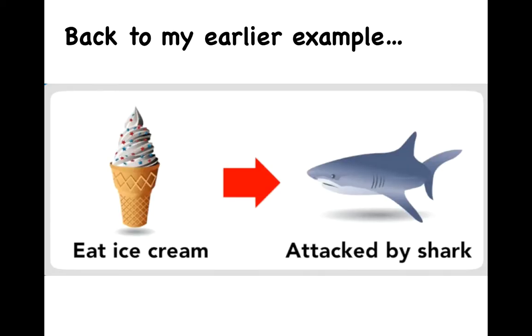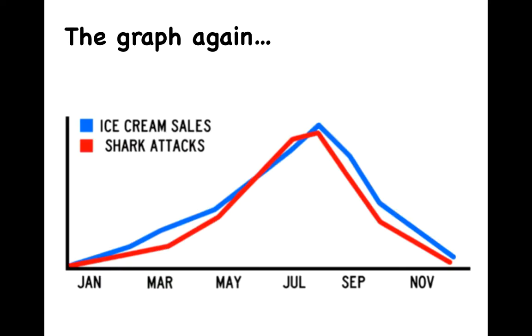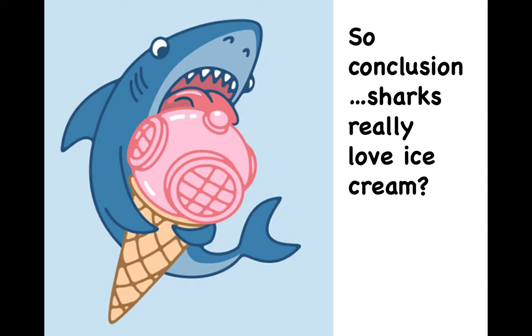Let's go back to my earlier example. So I've implied that eating ice cream causes an increase in shark attacks. And the correlation of this graph clearly shows that. As the number of ice cream sales increases, so too do the number of shark attacks. So the conclusion you could come to from this graph is that sharks really like ice cream. No, that can't possibly be what's going on here.